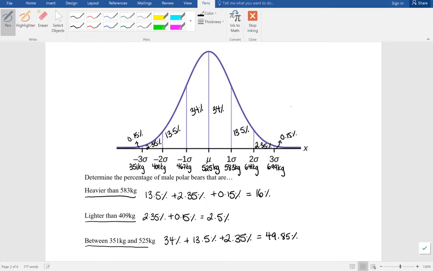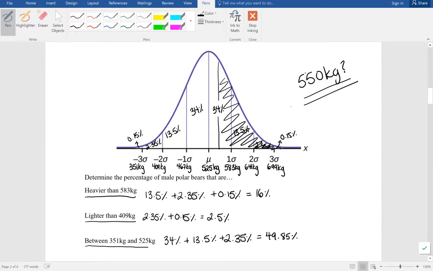Where this is a very limited skill is that what if I wanted to know what percentage of polar bears weigh more than 550 kilograms? Well, 550 falls right in the middle here. It's somewhere in between here. And if I wanted to know how many polar bears are heavier than this, well, then now I need to know what percentage is heavier than this value. Why right now we're unable to solve this is I don't know where that falls in between 0 and 1 standard deviation. It doesn't really help me.